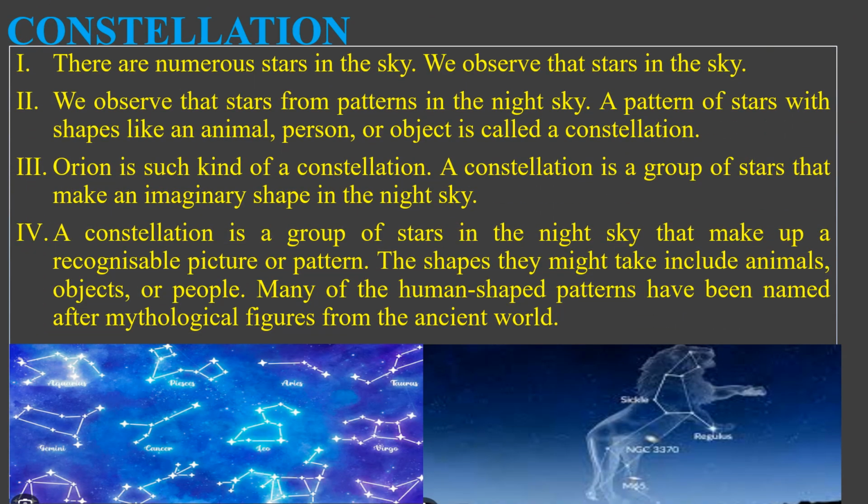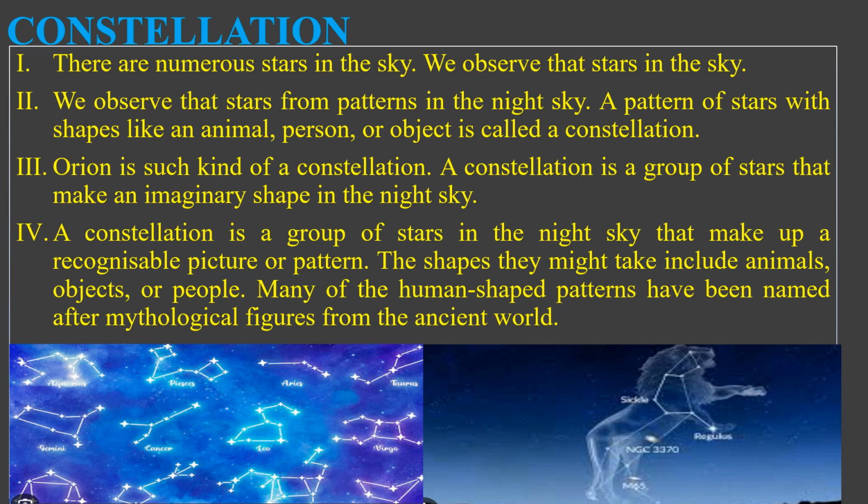Constellation. Now, if we look at the picture, we can get a clear idea what a constellation is. There are numerous stars in the sky. We observe that stars form patterns in the night sky. Now we have to learn what a constellation is. A pattern of stars with shapes like an animal, person, or object is called a constellation.